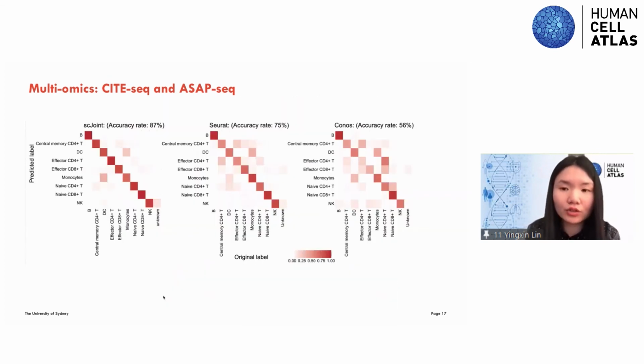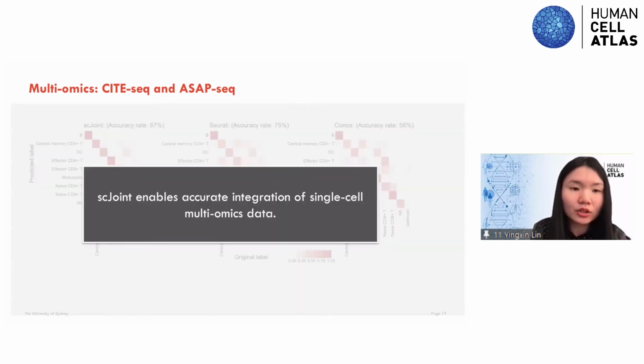Again, looking at the transfer accuracy rates, scJoint outperforms the other two methods by a large margin, where we have 87% accuracy rate, significantly greater than the two other existing methods. So this is our second conclusion. scJoint is able to achieve accurate integration of single-cell multi-omics data.